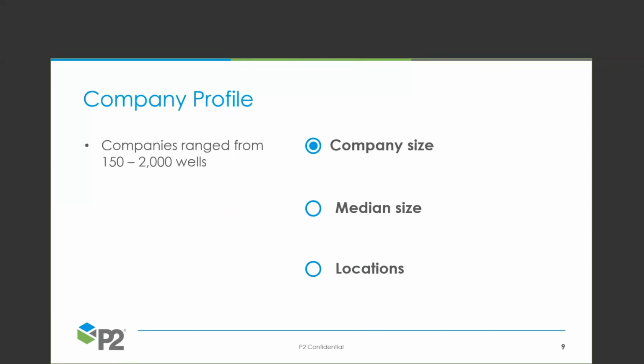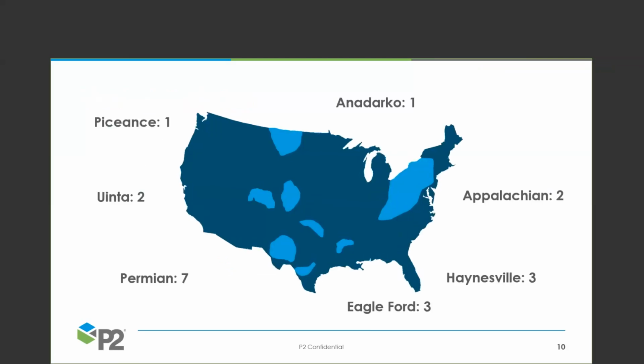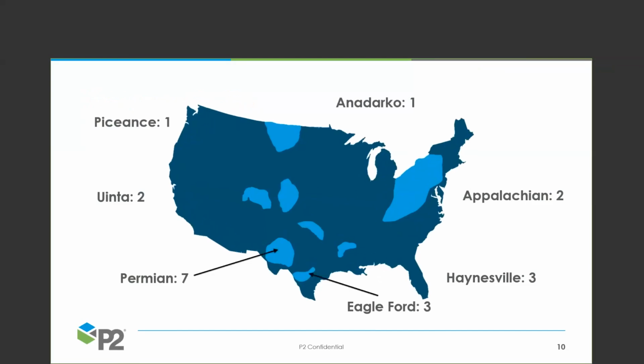So when we look at the companies within the study and the size of those, we can see that the majority of them ranged through a range of 150 to 2,000 wells. The median size within the companies of the operation was about 500 to 1,000, and there were 12 companies within that range. And if we looked at the locations of these companies, we can see that there was a wide spread. So there were 7 clients in Permian, 3 in Eagleford, 3 in Haynesville, and then a spread of companies across the other major basins. And that again means we have a good wide spread of operating conditions.